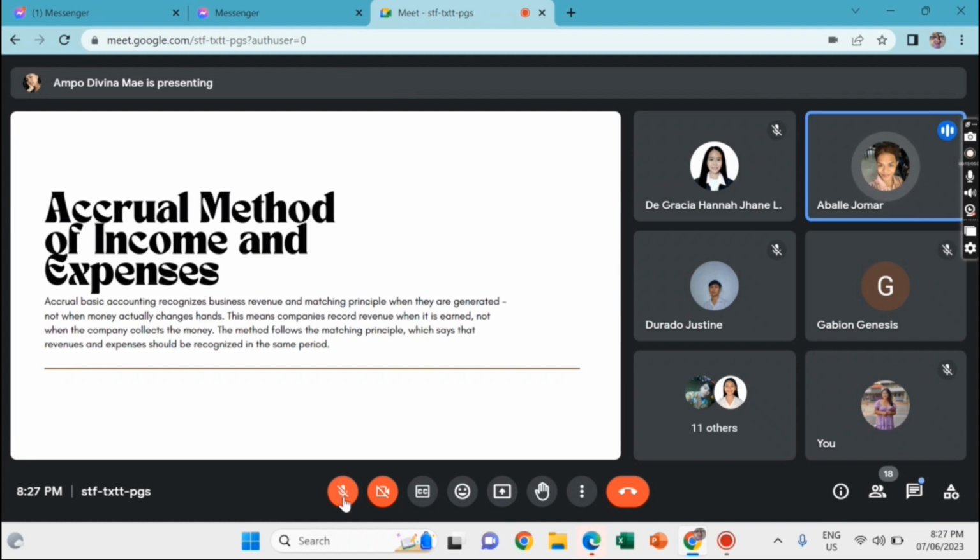I am Jumar Moltabalye, and for my topic, I will be discussing to you the accrual method of income and expenses. Accrual basis accounting recognizes business revenue and matching principle when they are generated, not when money actually changes hands. This means companies record revenue when it is earned, but not when the company collects the money. The method follows the matching principle, which says that revenue and expenses should be recognized in the same period.